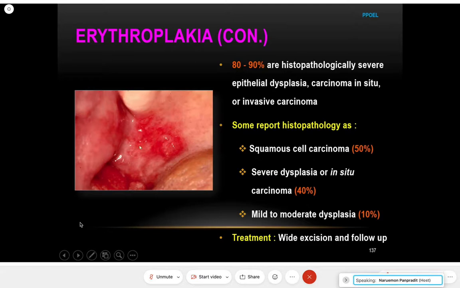50% of the cases of erythroplakia have already become squamous cell carcinoma. 40% are severe dysplasia or carcinoma in situ, and just 10% are mild to moderate dysplasia, but none is normal. So that is very dangerous. Hurry to refer for biopsy.